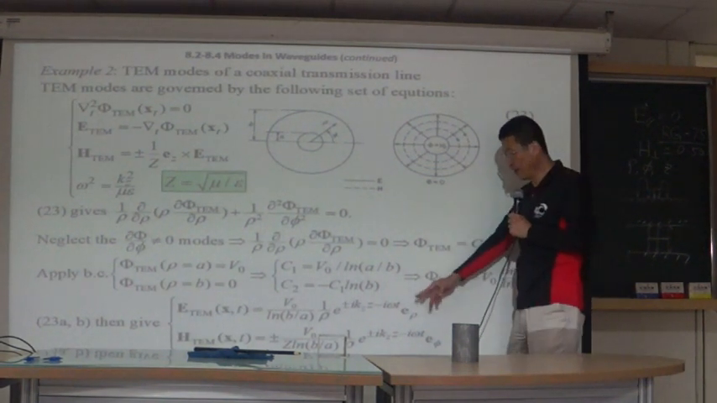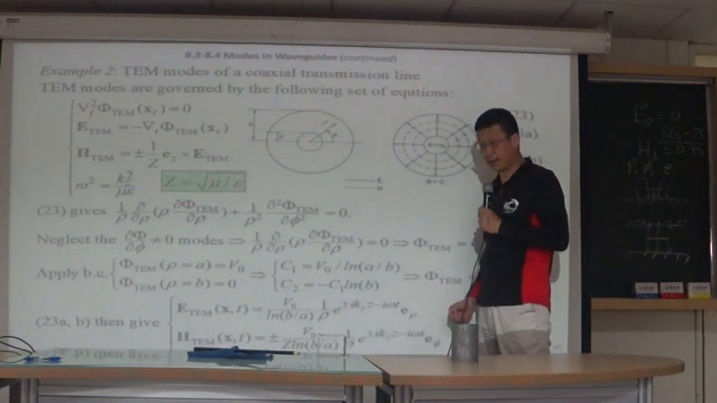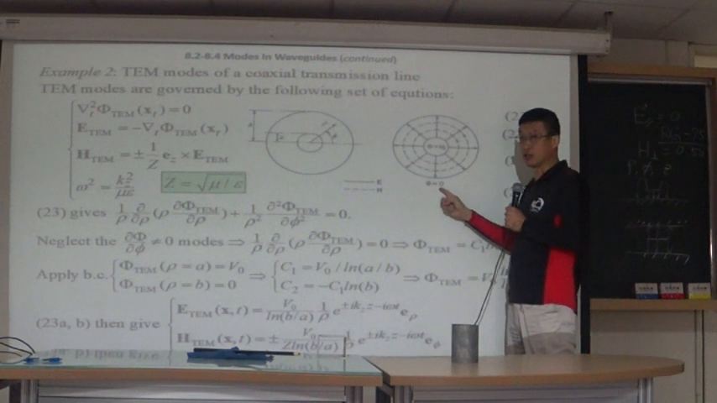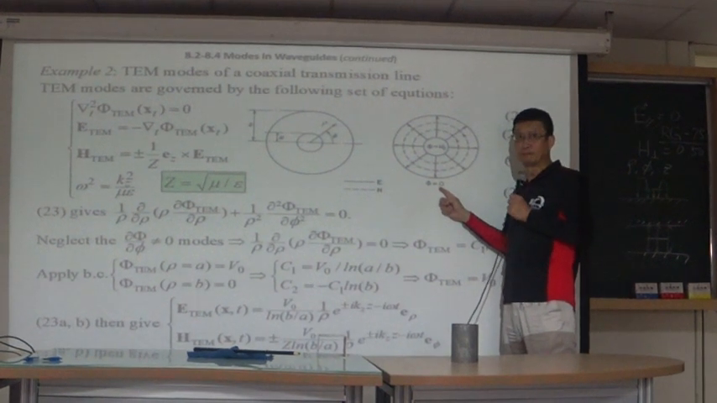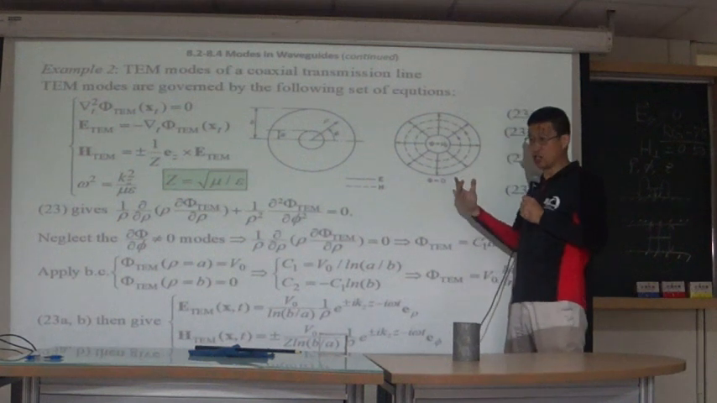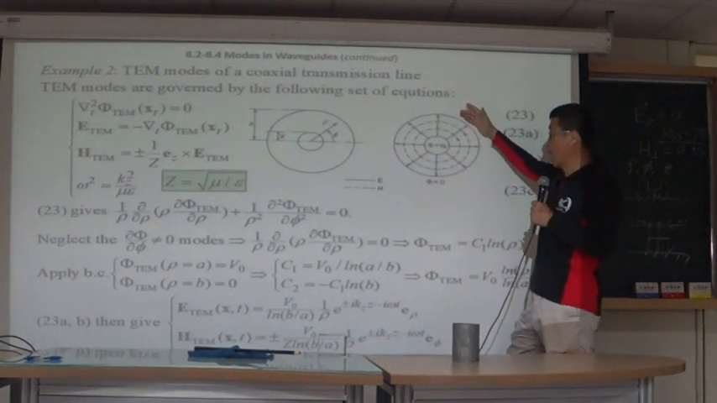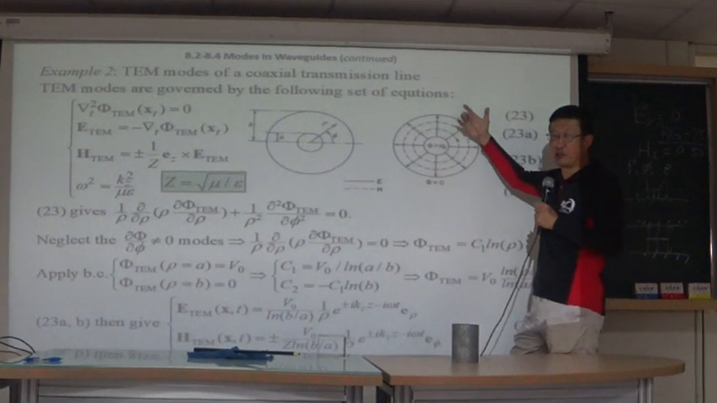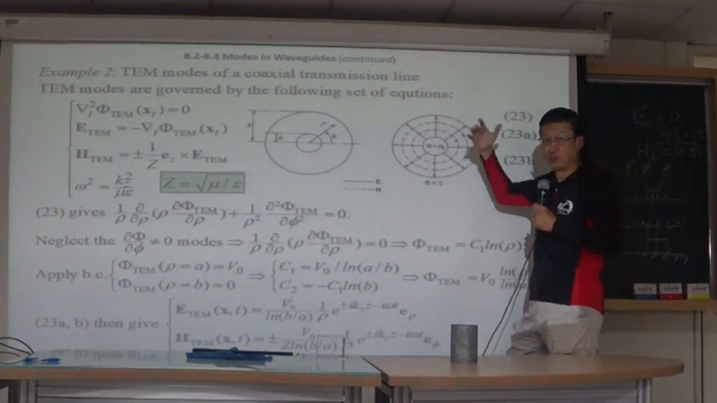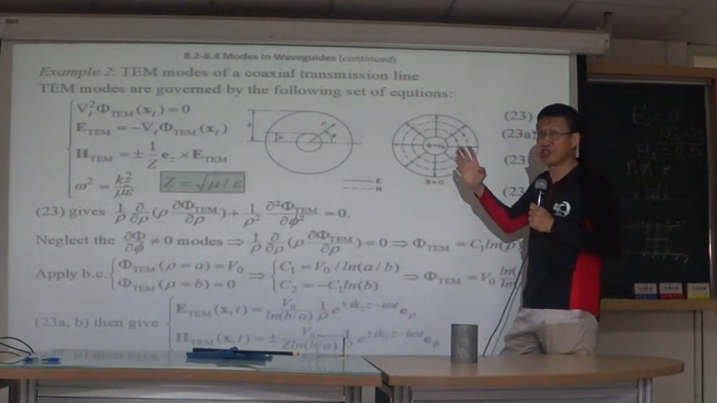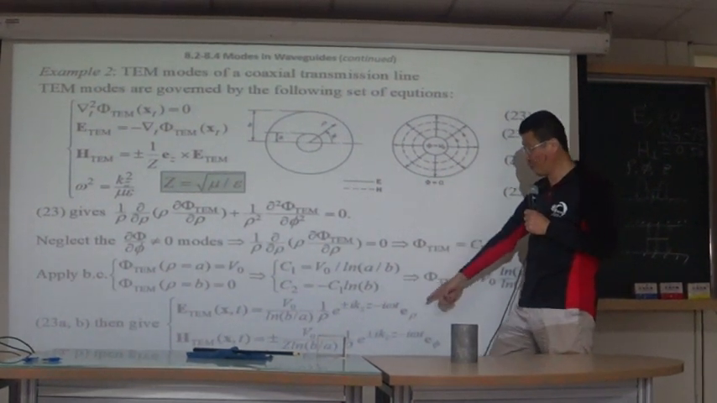From here you will know one thing. We assume the inner is V0, the outer is 0. Why? Because you will have a chance to touch the outer waveguide, and in order to protect yourself, you assume it's grounded. But in fact, it's not. Be careful.